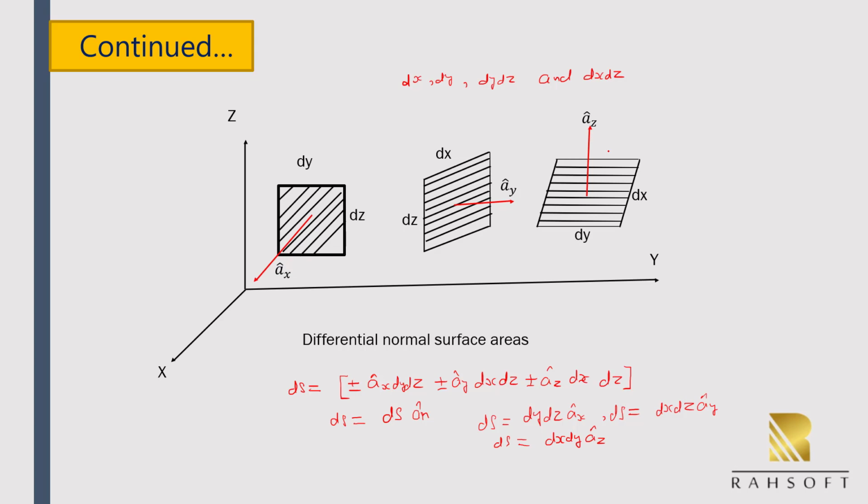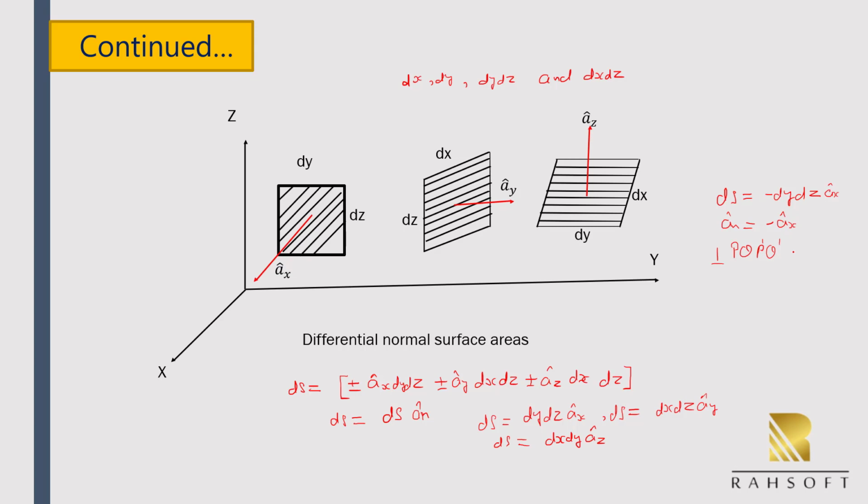So if we consider the surface PQ and P dash Q dash as in previous figures, then ds is equal to minus dy dz unit vector ax, because an is equal to minus ax, which is normal to the surface P dash Q dash. You can refer to the figure in the last talk.